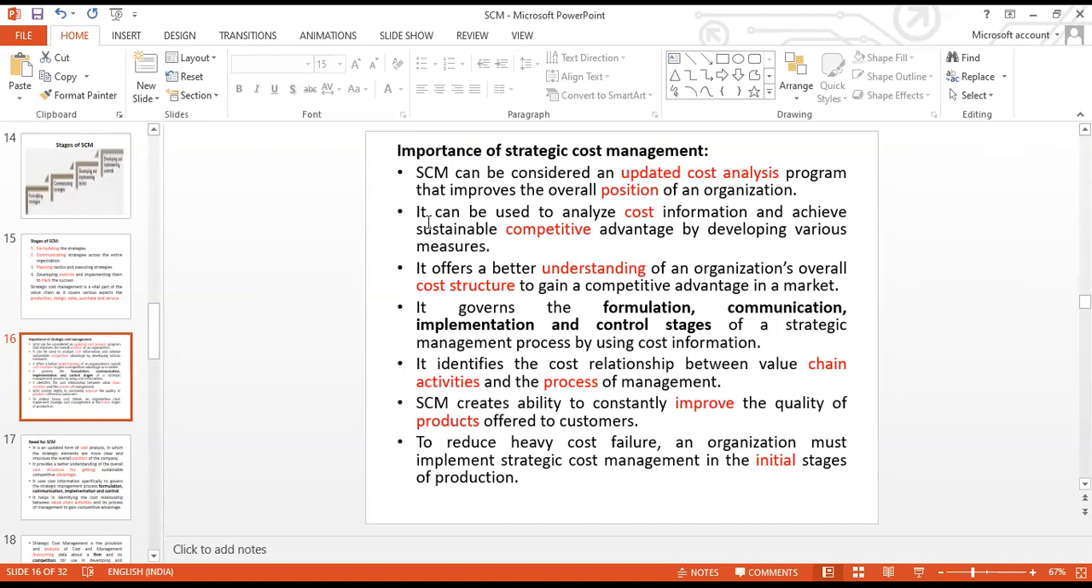Strategic cost management is also useful to analyze cost information and achieve sustainable competitive advantage. Sustainable competitive advantage means what? My organization's policies are different from my competitors'. Whenever you are dealing with your competitors, customers, suppliers or stakeholders, your policies will be unique. And due to having these competitive policies, you will generate more revenue. Strategic cost management will help you prepare competitive strategies or policies. It offers a better understanding of the organization's overall cost structure to gain a competitive advantage in the market.